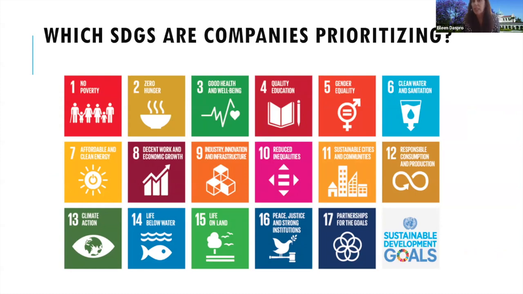So there are 17 SDGs and 169 targets, and there's just too many for any company to realistically focus on, despite their intersectionality. There's no way a company could focus on all of them, even though there's relation between them. So which ones are companies prioritizing? What have we seen so far?